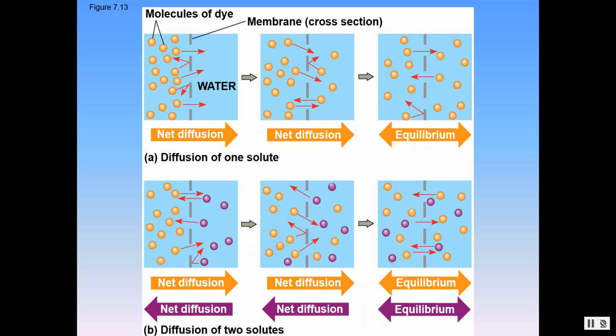Things that move by simple diffusion are going to be oxygen, carbon dioxide, right? Kind of our basal, right? The most basic of molecules that we need to be able to cross the membrane relatively easily. So again, oxygen and carbon dioxide move by simple diffusion.